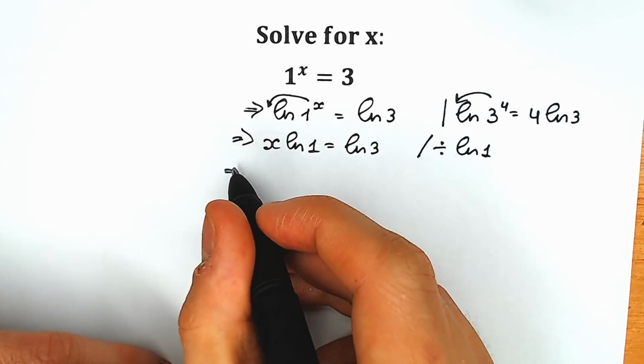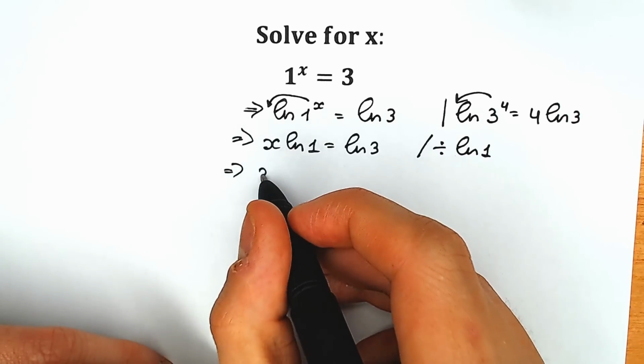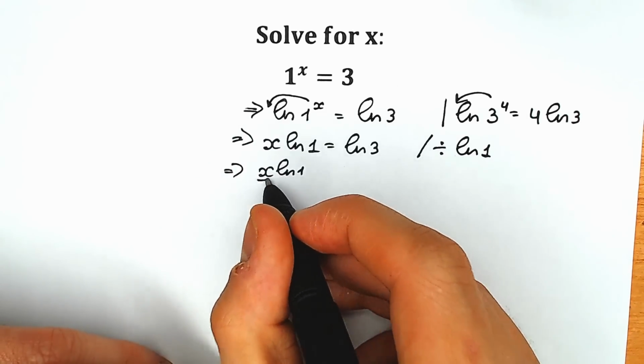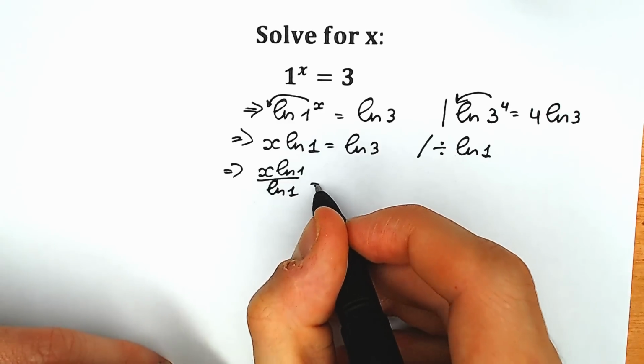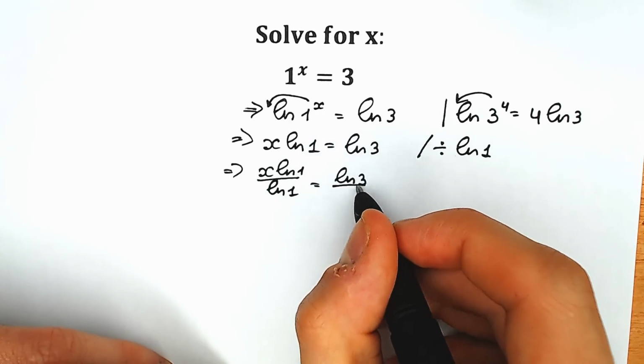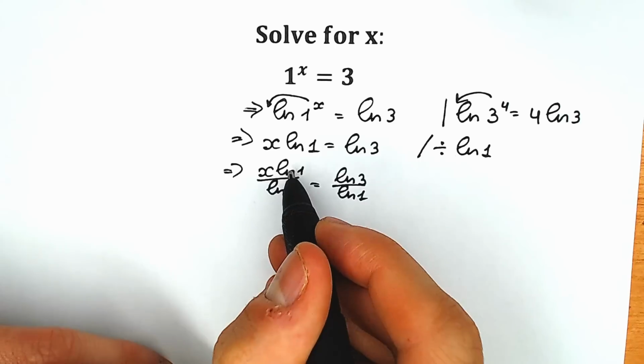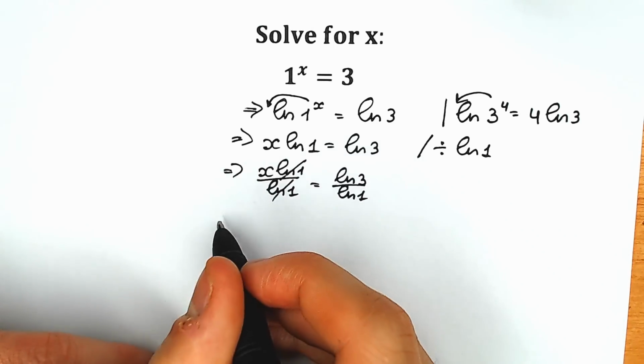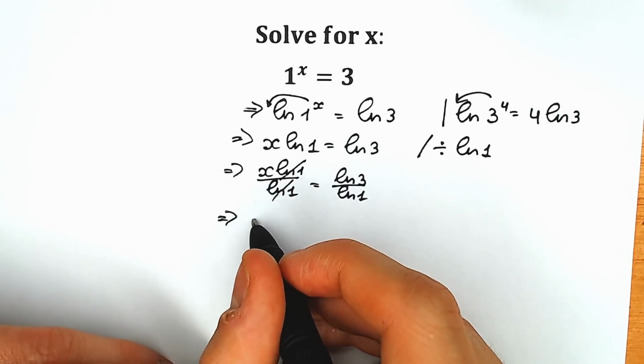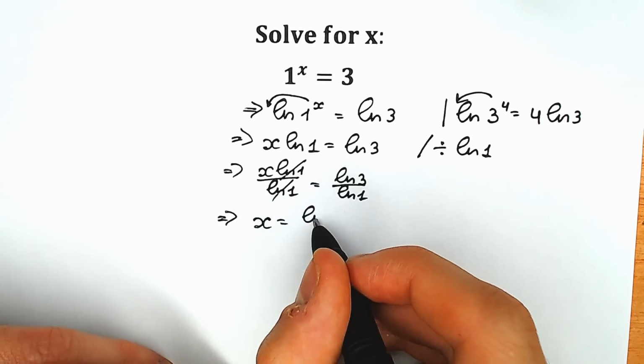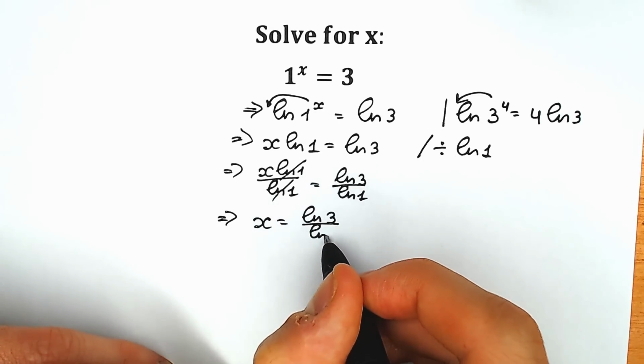As a result, what do we have? x times natural log 1 over natural log 1 equal to natural log 3 over natural log 1. So we cancel it from here, and as a result, x equals natural log 3 over natural log 1, and this is our root.